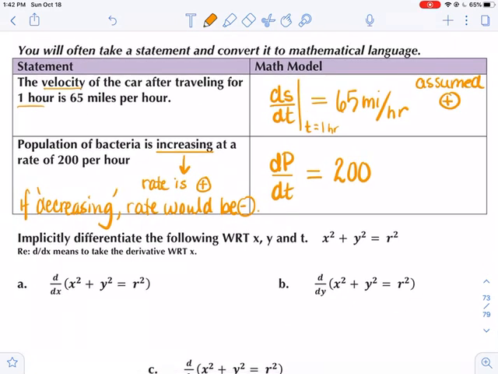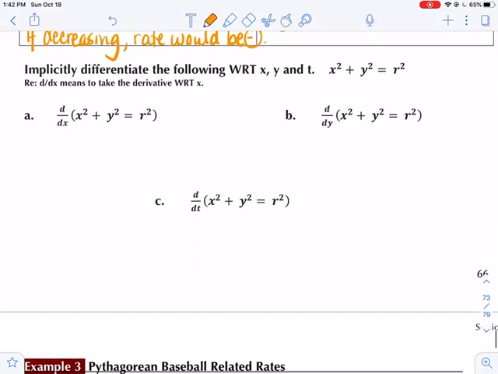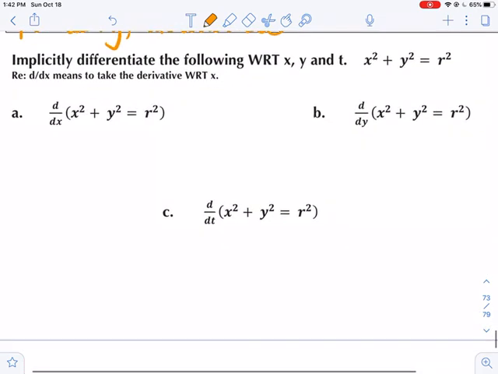Then you have the population of bacteria is increasing at a rate of 200 per hour. Now, the rate here is positive. If the word was decreasing instead of increasing, then that would have been a negative rate. So we just say dp, p for population, right? dp dt is equal to 200, and it would be a positive 200. Again, if the population of bacteria was decreasing at that rate, then it would be a negative 200.